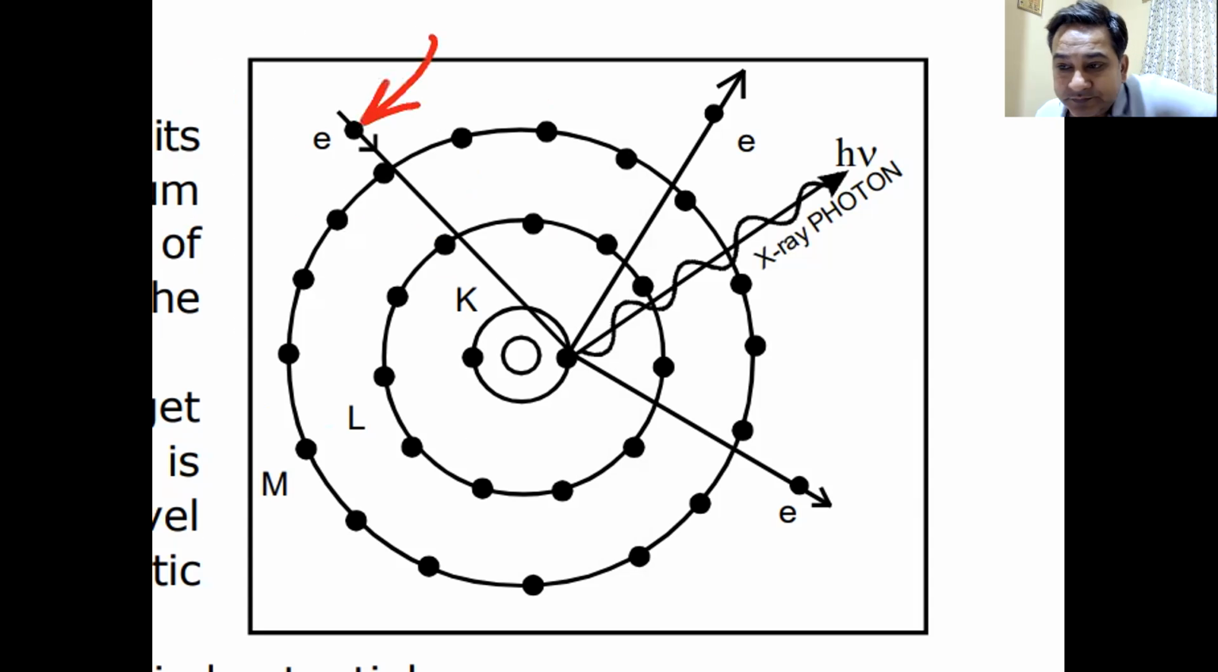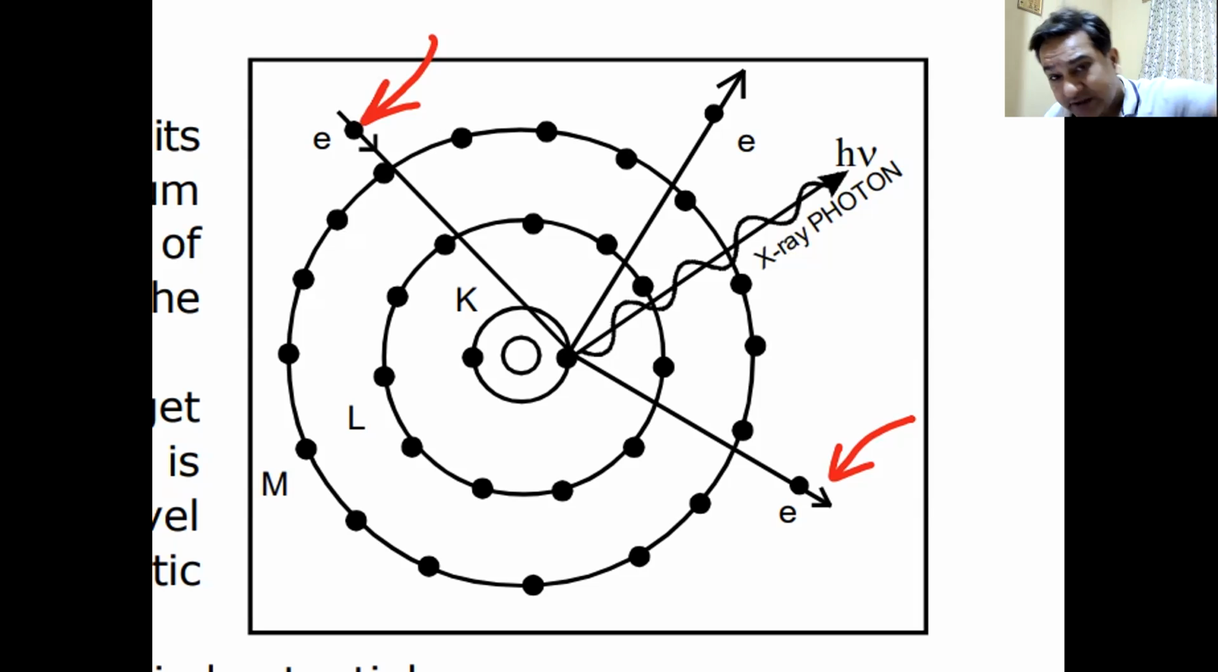After striking, it is going out. The initial velocity was V1, the final velocity is V2. V2 is less than V1. The loss in energy is coming in the form of 1 to 2%. Remember the percentage, 1 to 2% only. 98, 99% is going to get converted into heat. And that is why this target metal is going to get very hot and it has to have a high melting point.